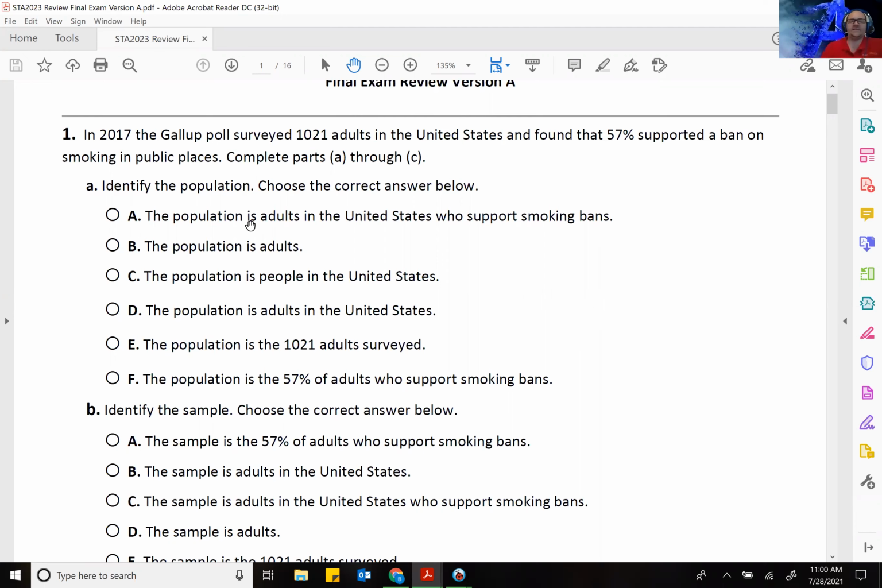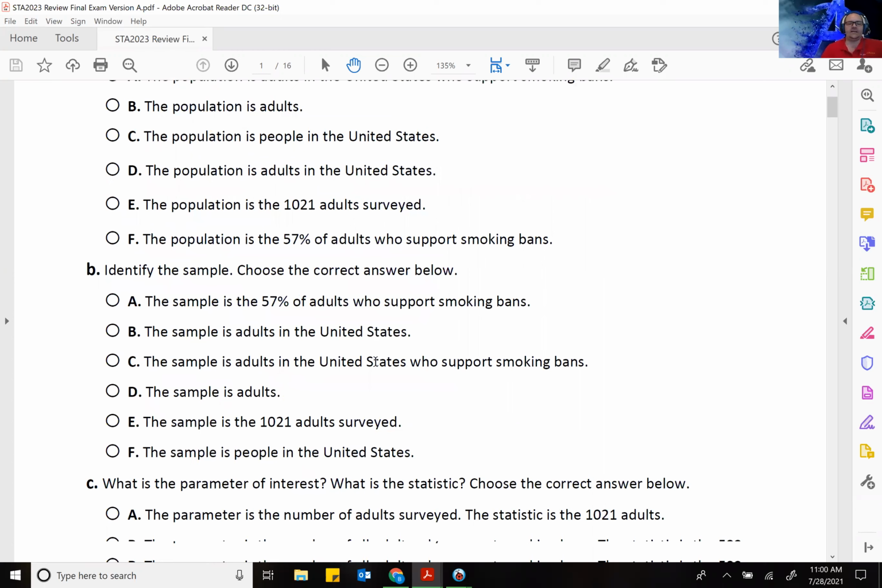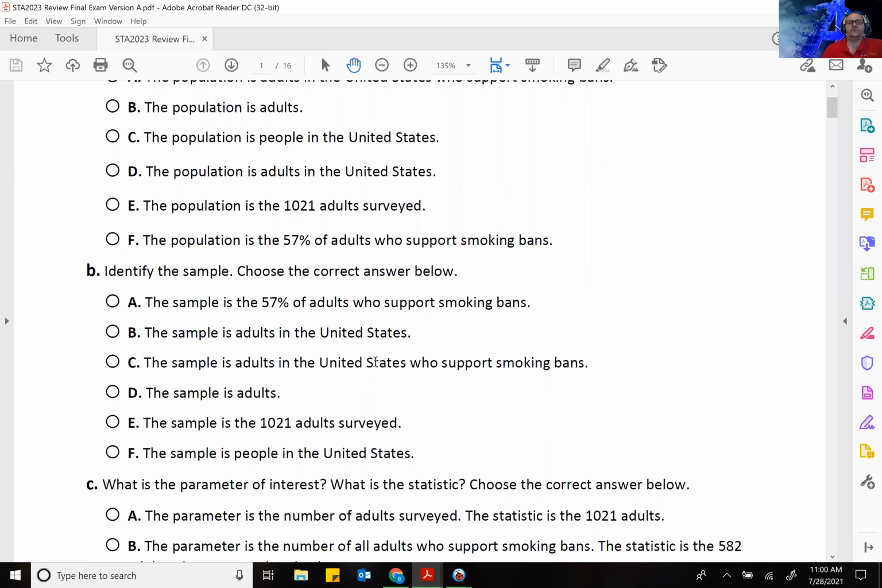So B says identify the sample. So again, you got that A, B, C, D, E, F. So who did we sample? E. Very good. When you talk about the sample, it wants to know how many people did you talk to? And E is the one that tells us how many people we talked to. We talked to 1,021 adults.